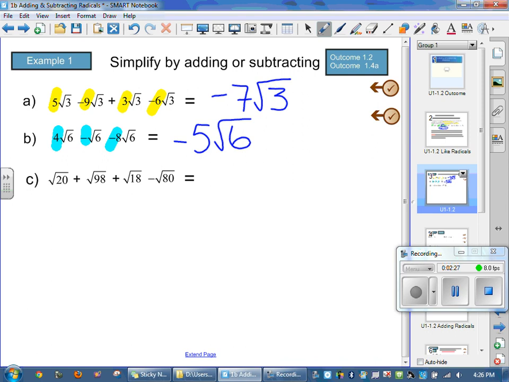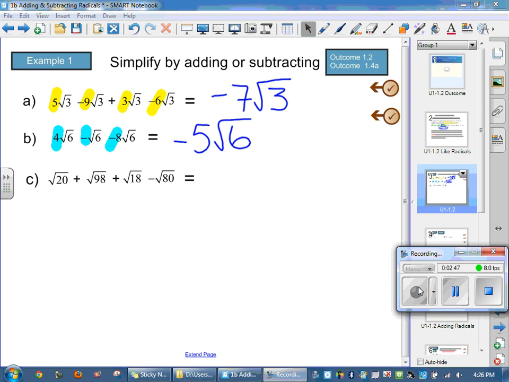Now we have entire radicals on letter C. They are not broken down like A and B were for us. So before we can start, we need to break down all of our radicals into simplest form, into a mixed radical. Push pause now so you have time to work on that, and push play when you're ready to continue. Okay, you've had time to work on that, so let's see what you come up with.